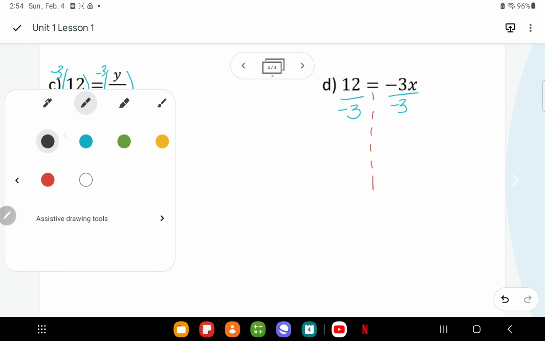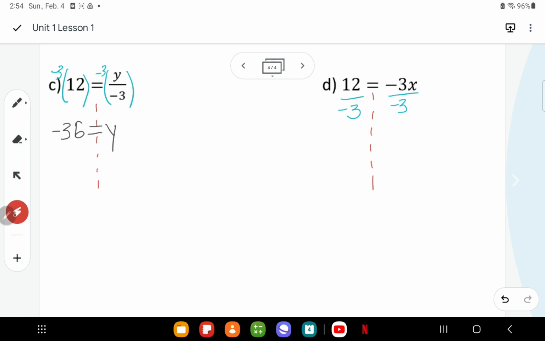So we need to divide out by -3, because -3 times x and then divided by -3, these guys cancel out. So now we get x on the right hand side. 12 divided by -3 is -4.